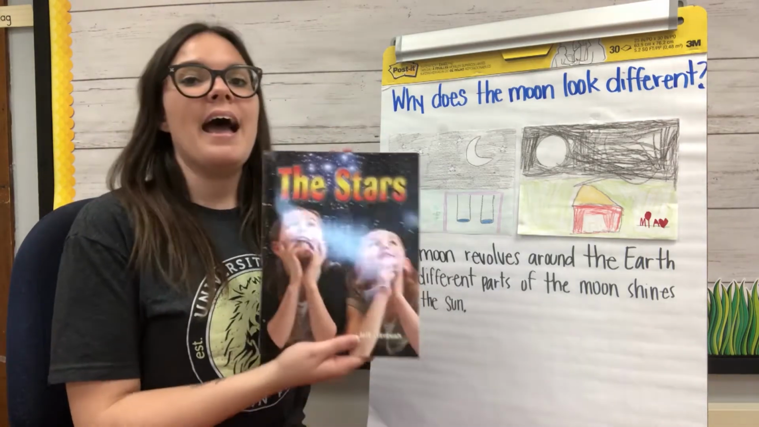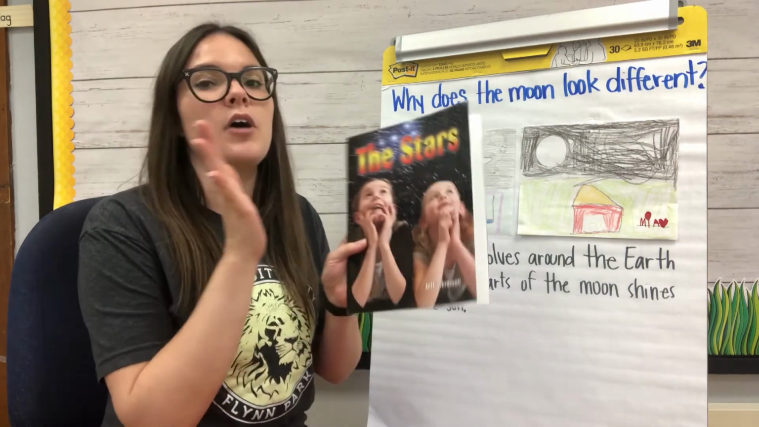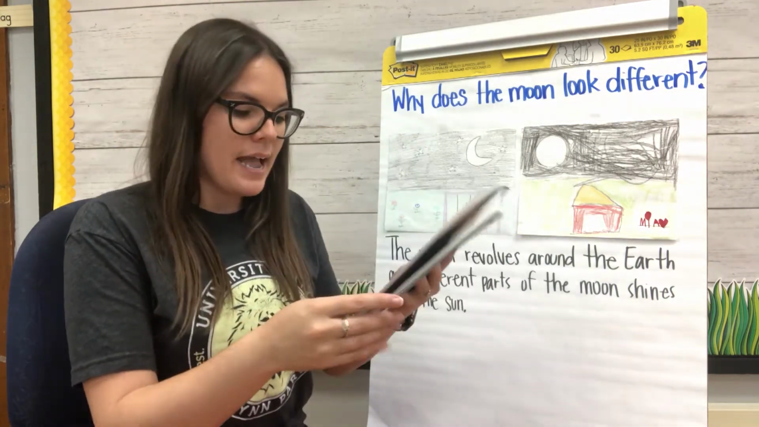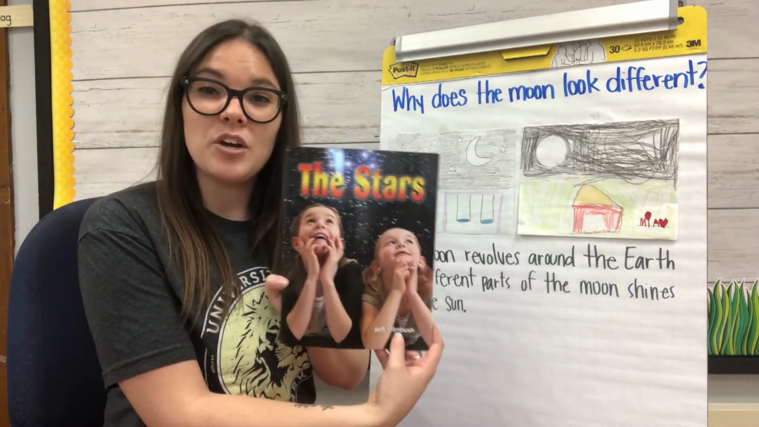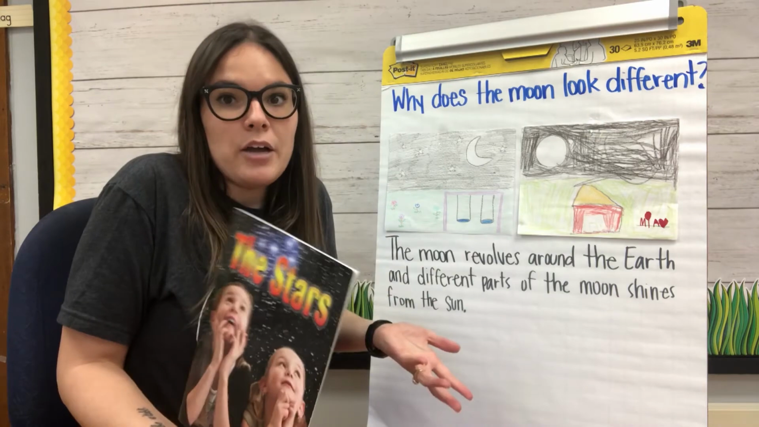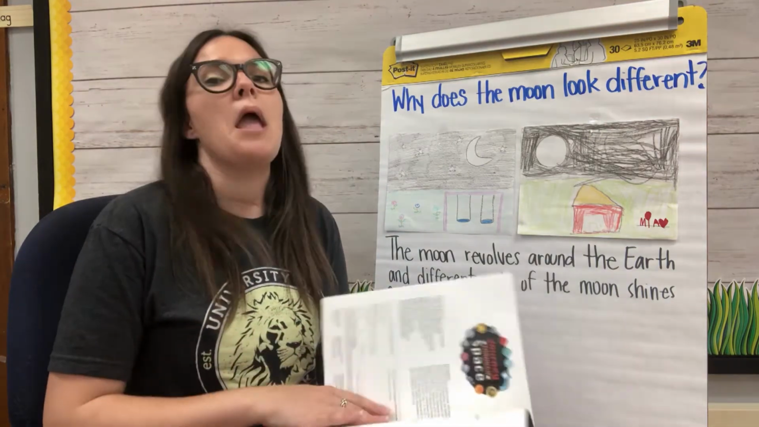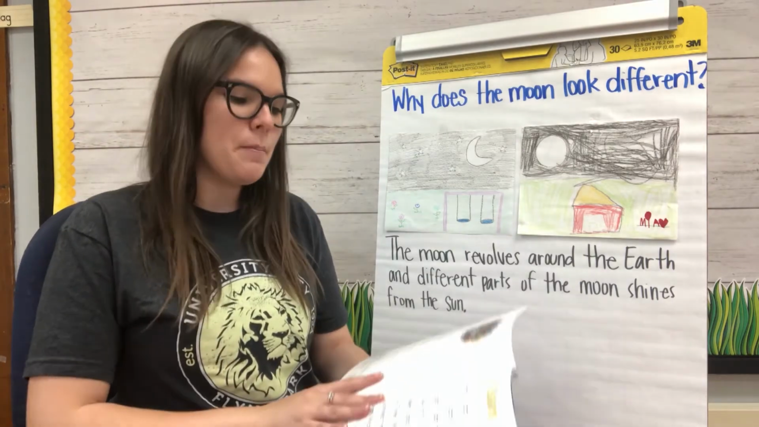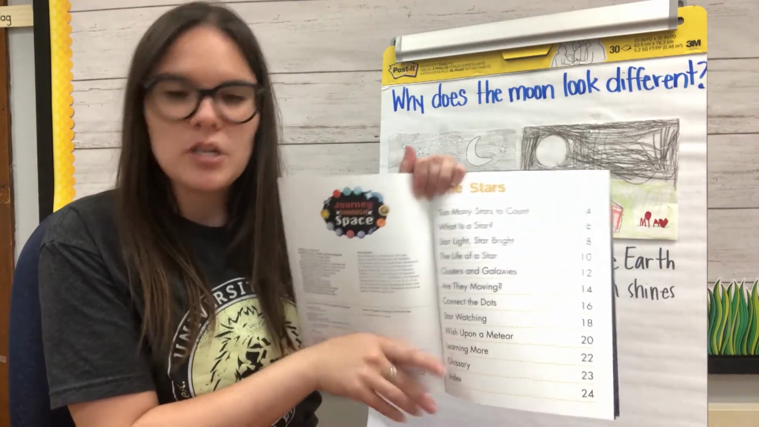So I have this book here called The Stars, and it's from Crabtree Publishing, and it's by Jeff Wimbush. So we're going to kind of take a look at a few pages of this book to see what patterns do we see in stars. Now, if we look at the table of contents, because this is a nonfiction book, we are going to only read maybe 1 or 2 chapters of this book.